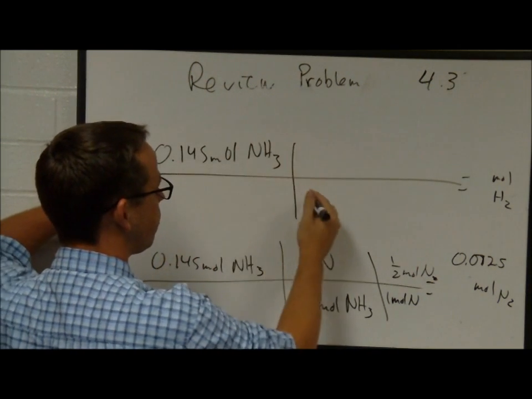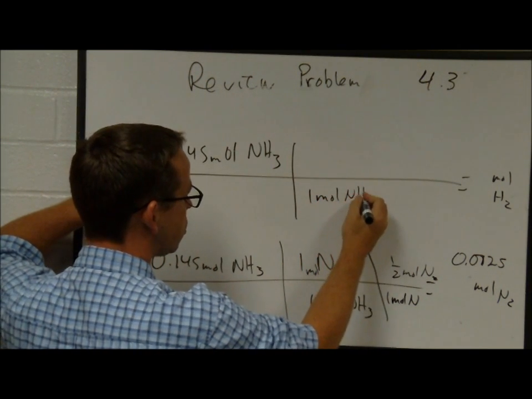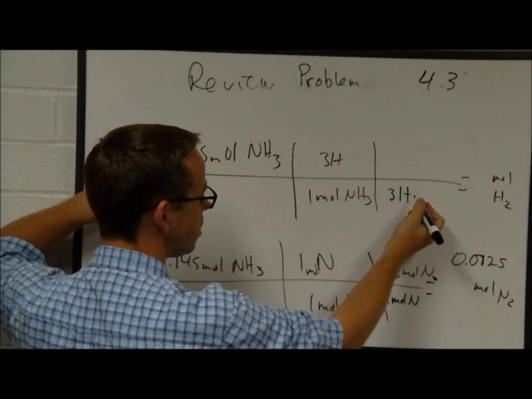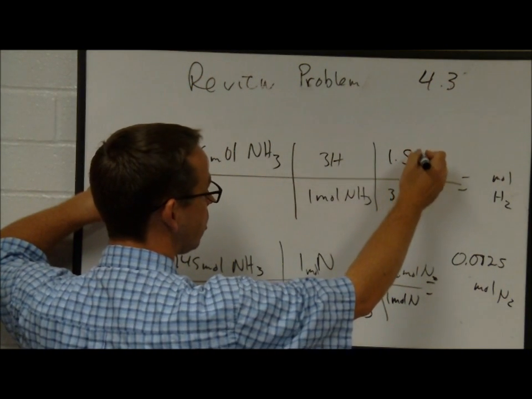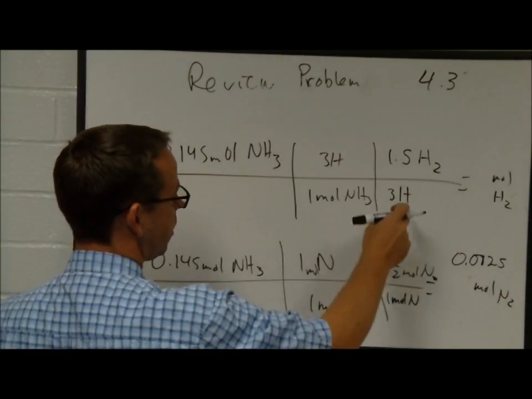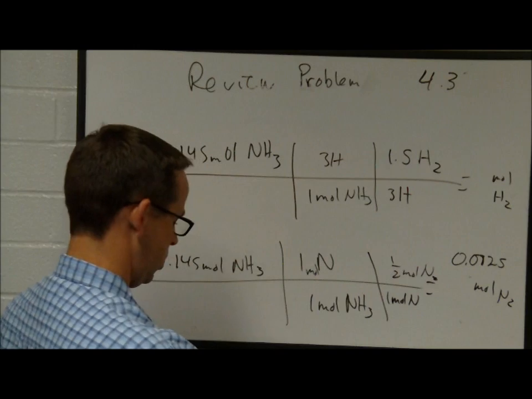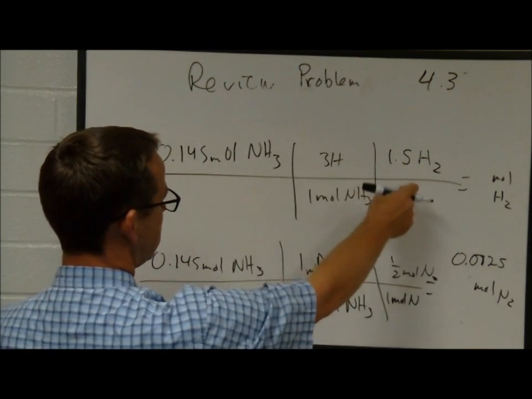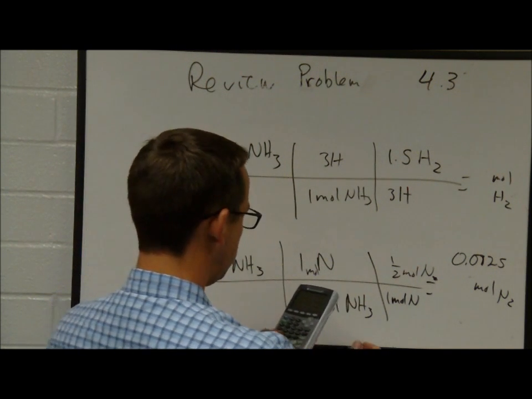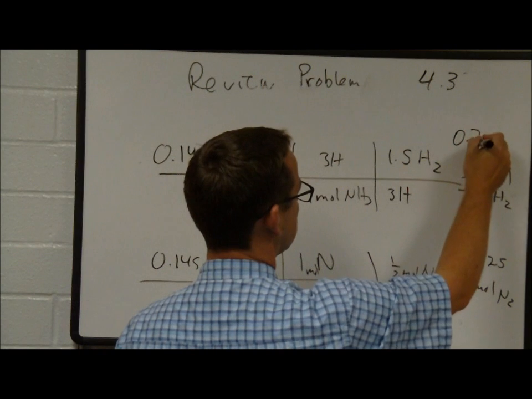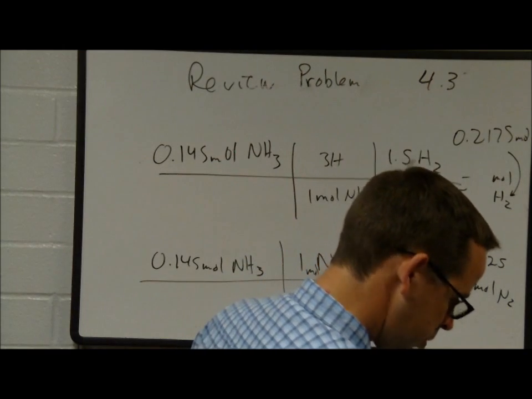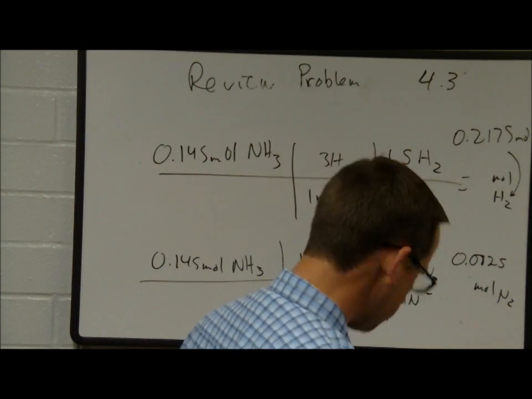On this one here, for every 1 mole of NH3, there's 3 hydrogens. And for every 3 hydrogens, that can give me 1.5 H2, right? So 0.145 times 3 divided by 3 times 1.5. The 3s cancel each other out, so times 1.5, and we get 0.2175 moles of hydrogen gas. Oh, sorry, that was 439.